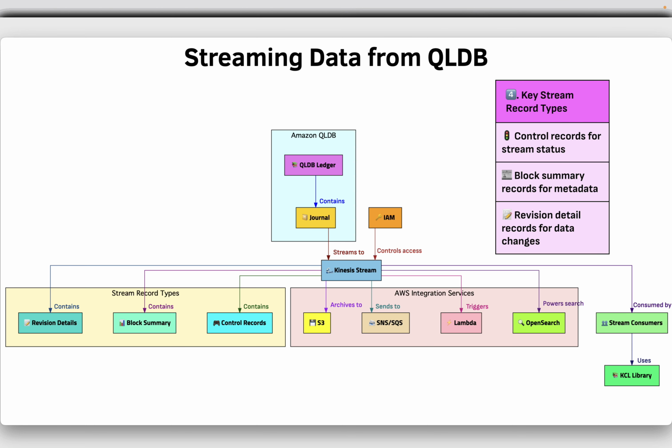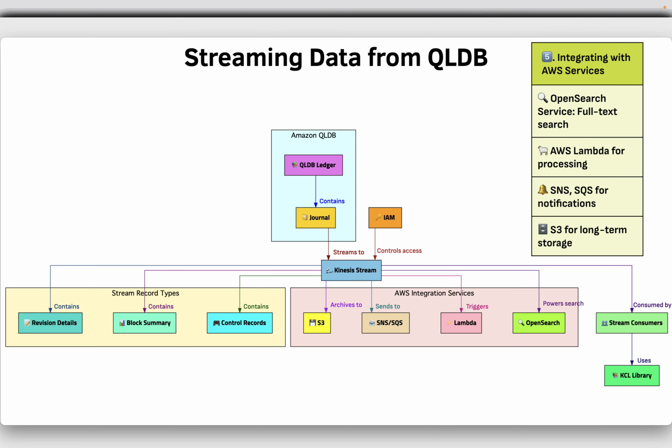There are three major types of stream records. Control records indicate when streams are created or terminated. Block summary records contain metadata and information on the transactions that created the journal blocks. Revision details records give information about specific document revisions and the data changes.